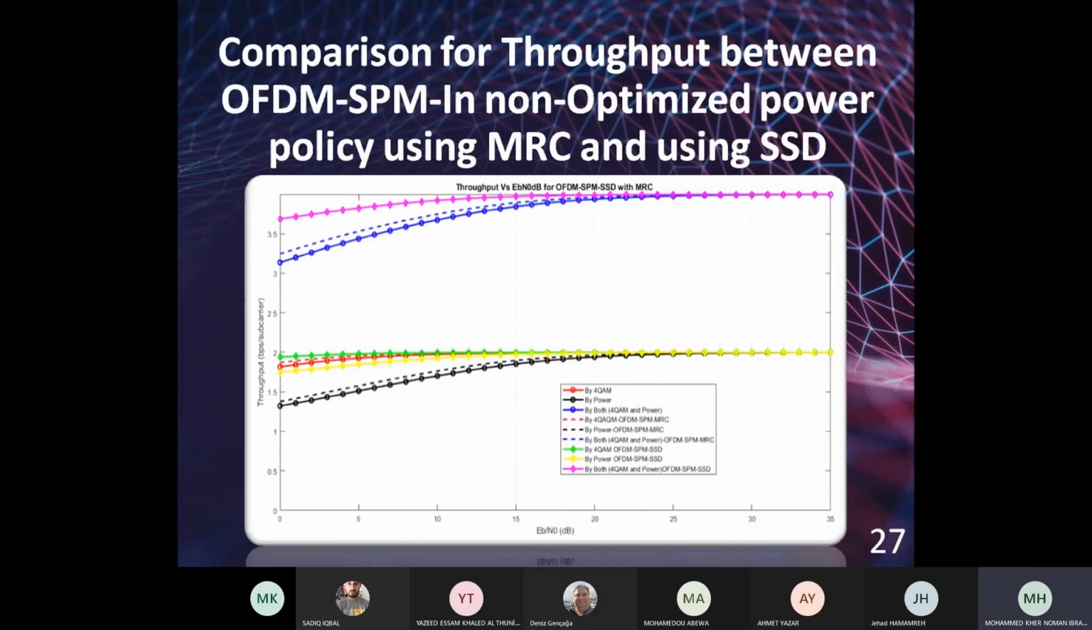Also, this is the result for throughput between OFDM-SPM in a non-optimized power, and also using maximum ratio combining and using this signal space diversity.